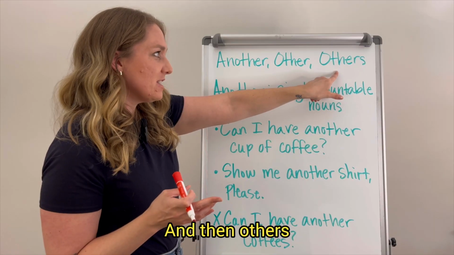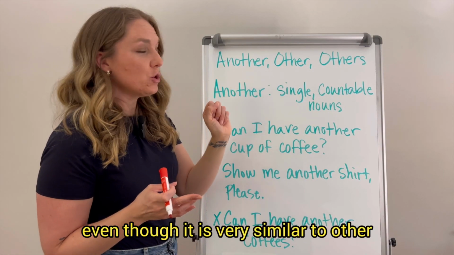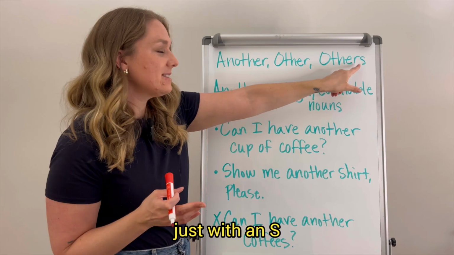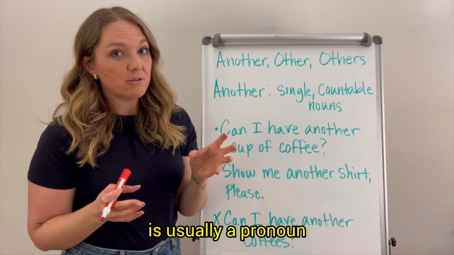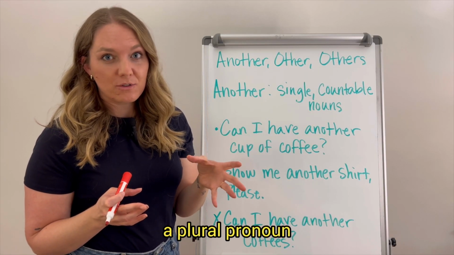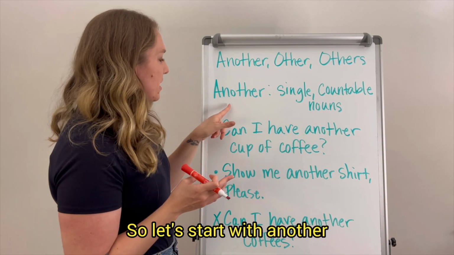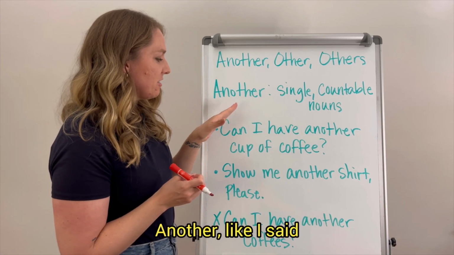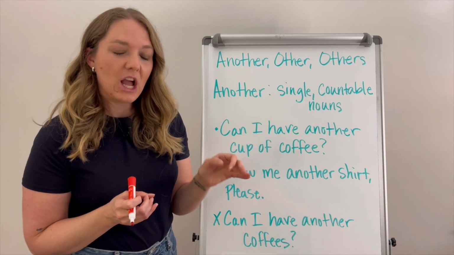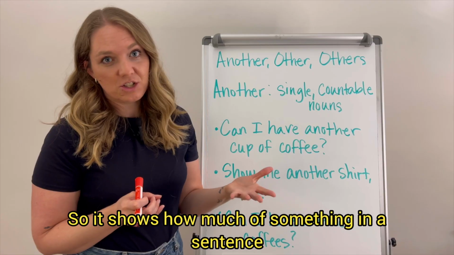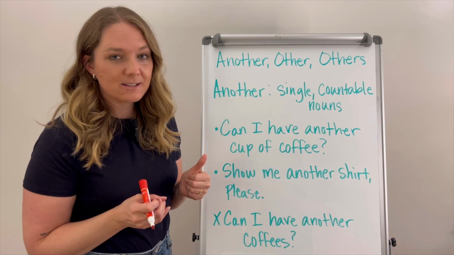And then others, even though it is very similar to other, just with an S, is usually a pronoun, a plural pronoun, meaning it takes the place of a noun. So let's start with another. Another, like I said, is a determiner, so it shows how much of something in a sentence.